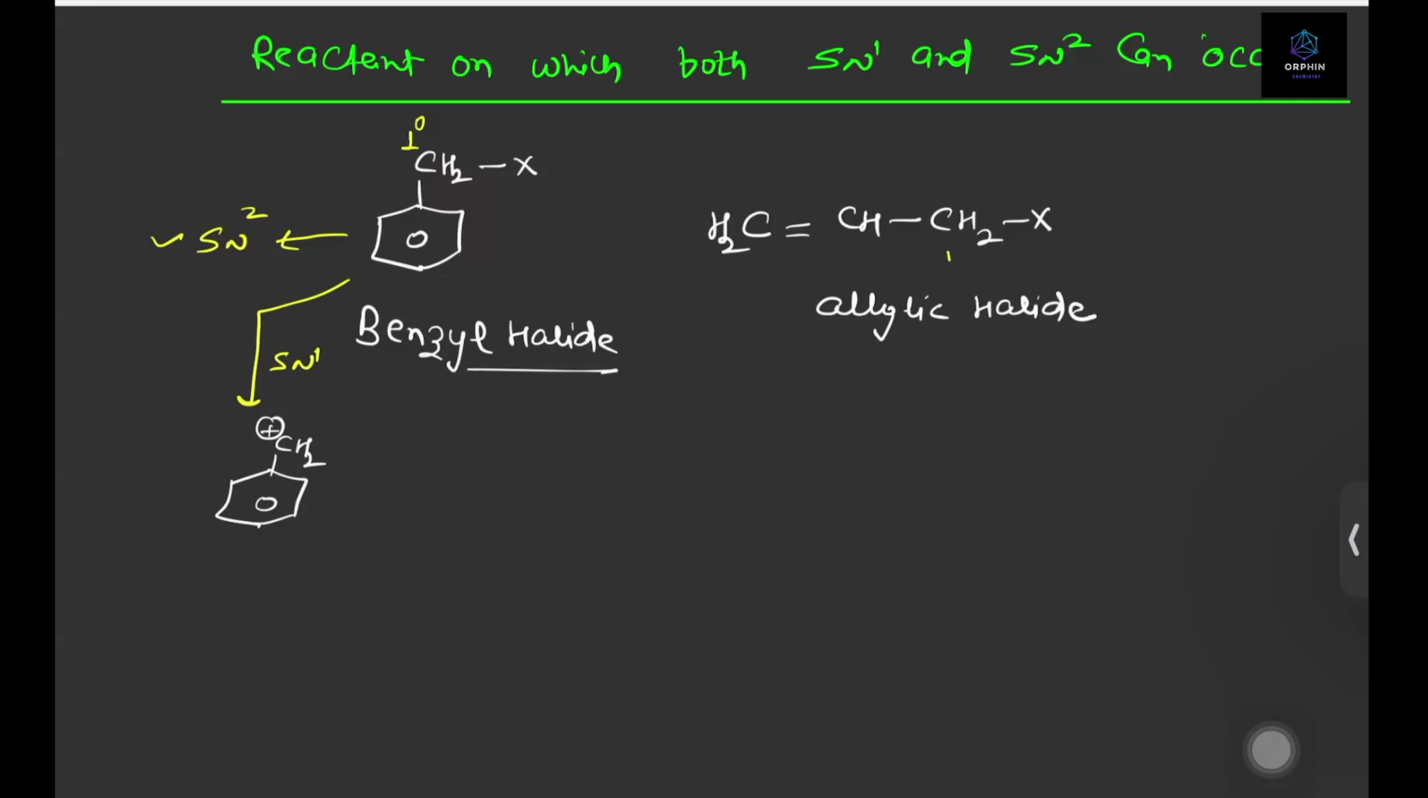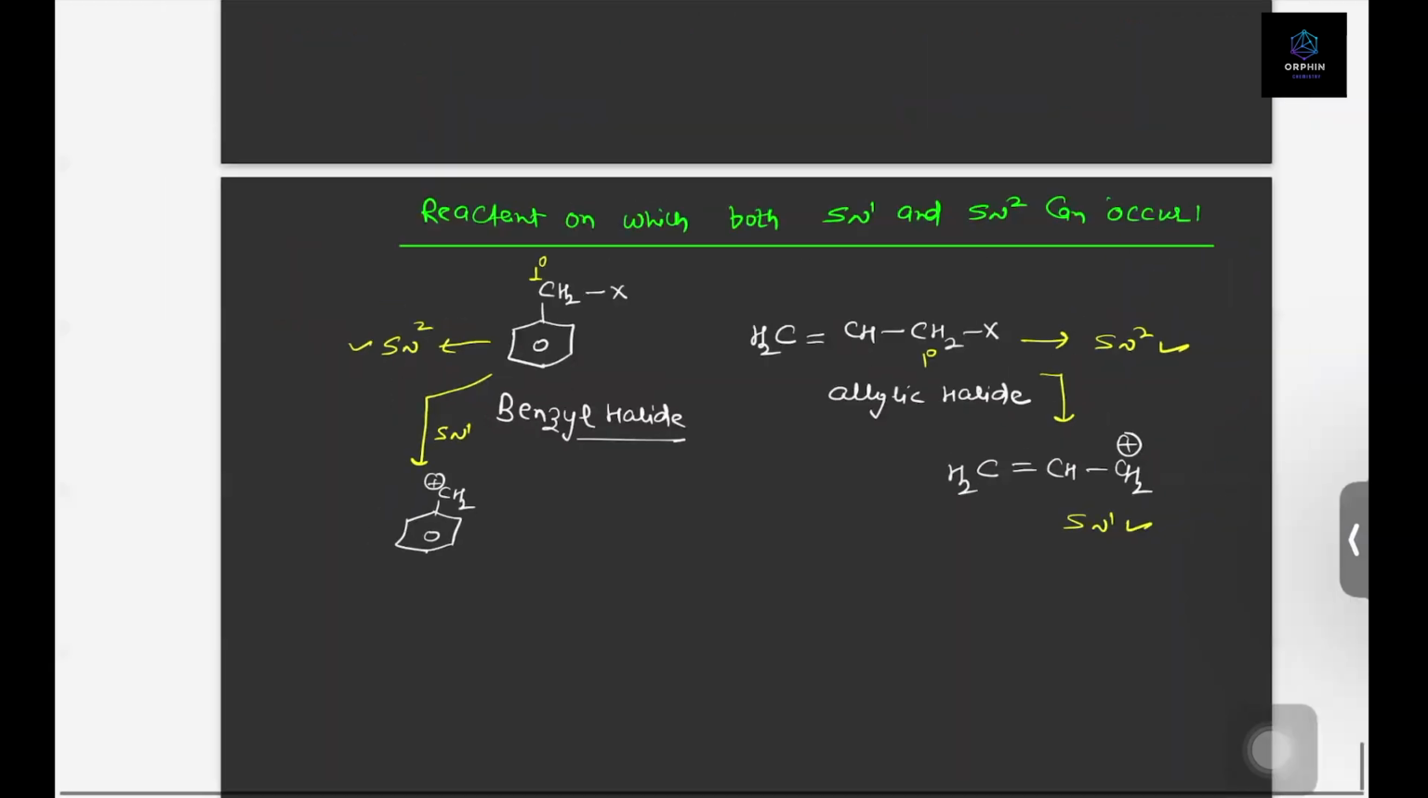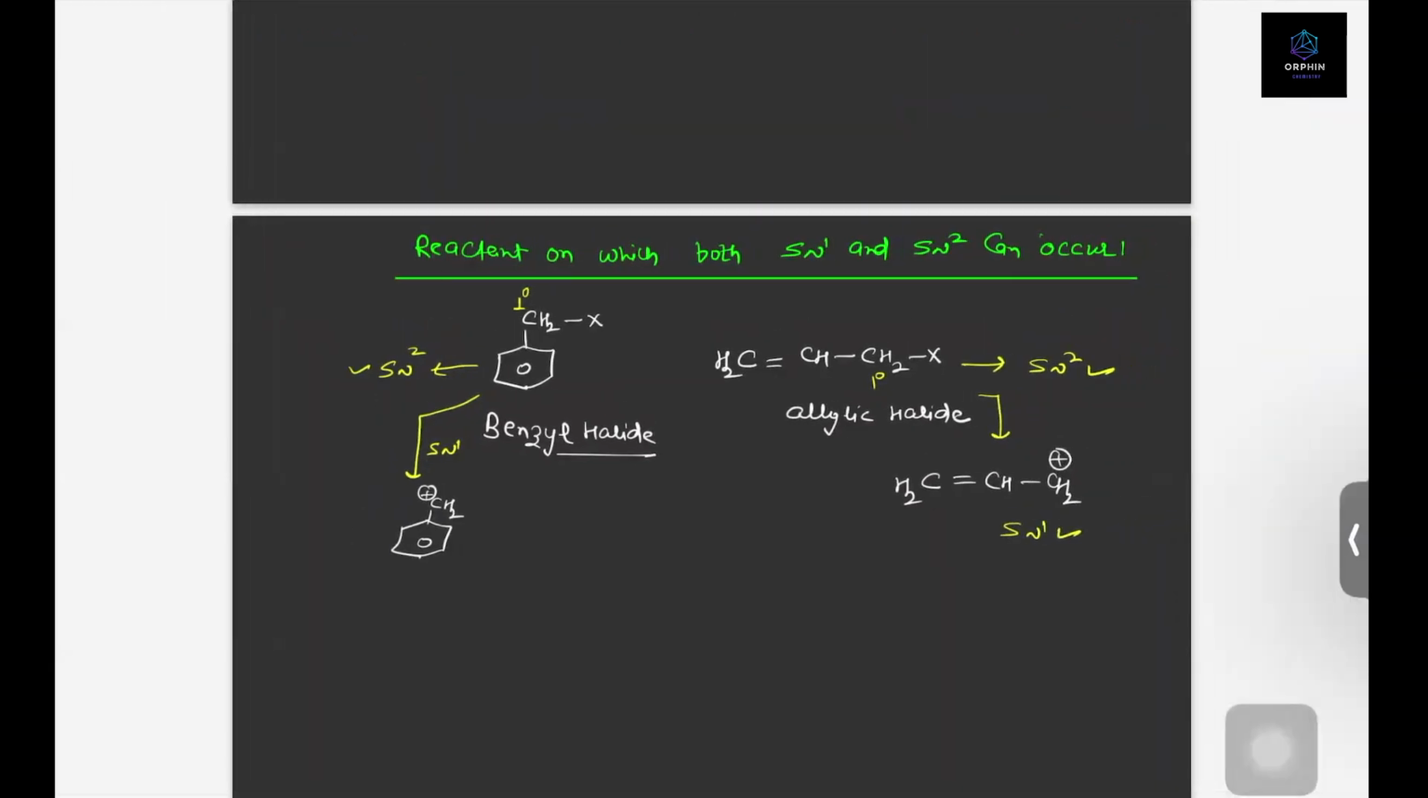Similarly here also, as this is 1 degree, SN2 can happen. And if we talk about SN1, the forming carbocation is stable because of resonance, so SN1 can also happen. But sir, which one will happen? It will depend on the nucleophile as well as the solvent. Suppose the solvent is polar aprotic, we will favor more SN2, and when it is polar protic, we will favor more SN1. Got it?